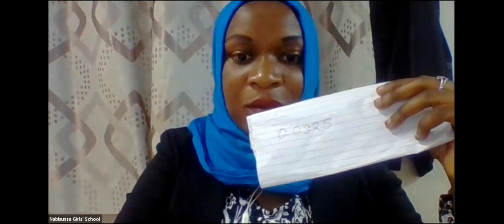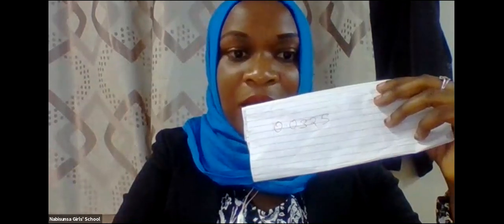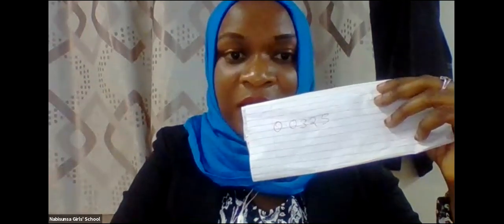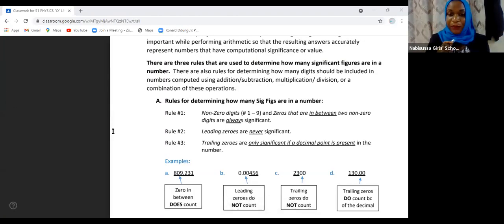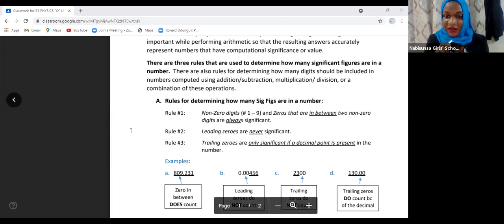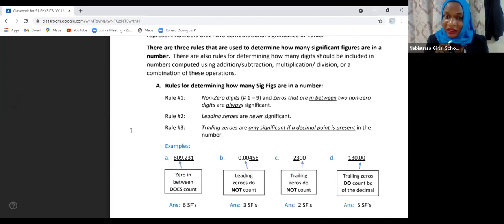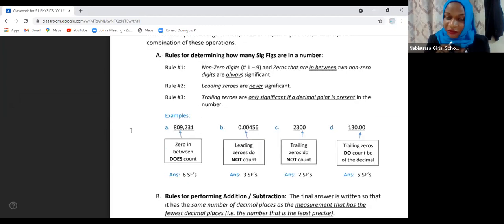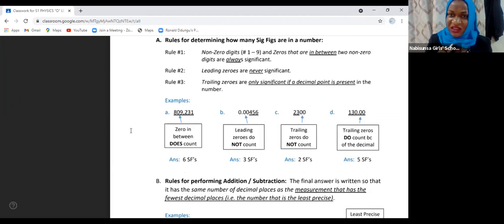Let me share the work again. So Hanisha is saying that on example B, are you all seeing example B? Example B is saying that 0.00456, the 3 zeros that are leading, we don't count them as significant figures. For us, she thinks that they should count them as significant figures because there is a decimal point and they are after a decimal point.